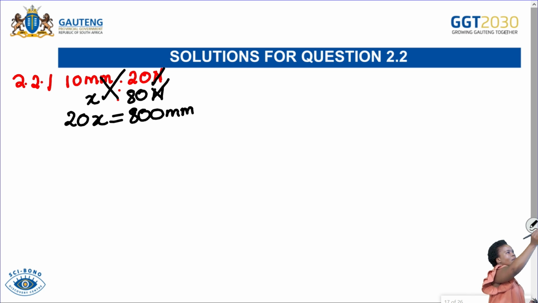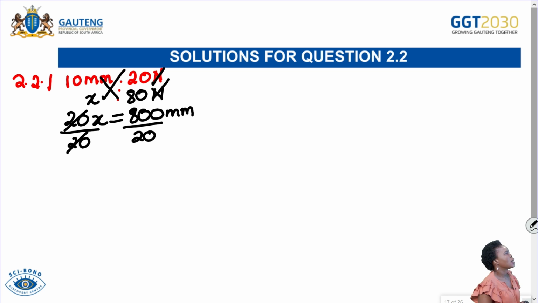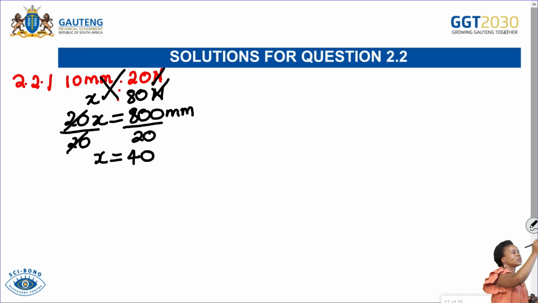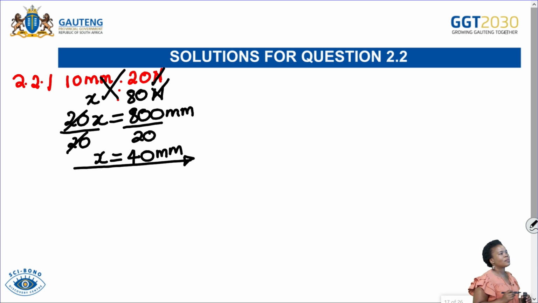But now you're having just one SI unit, which was your millimeters. You divide by 20. So this 20 is cancelled by this 20, and you say, what is my 800 divided by 20? It's going to give us 40. So x in here is equal to 40 millimeters. Okay, and then you do the next one. That means for the first force, instead of drawing 80 newtons, you're going to be drawing 40 millimeters.